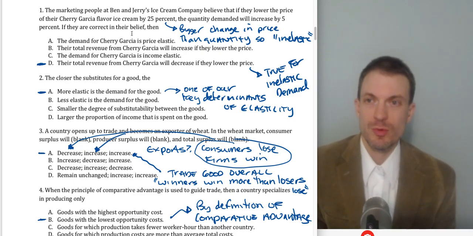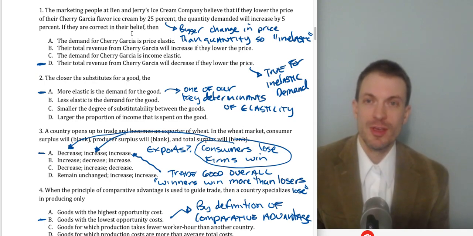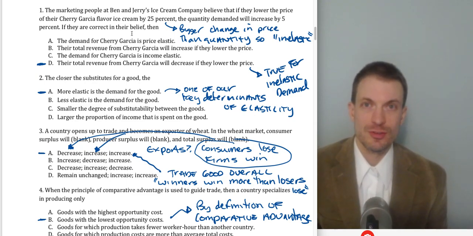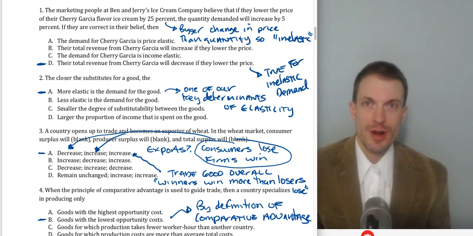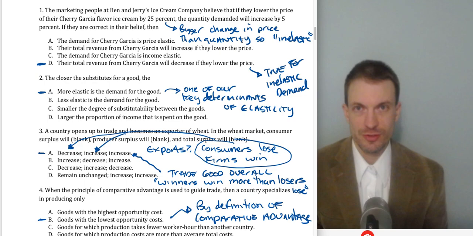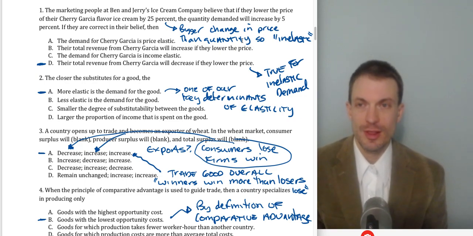Essentially, we want to recognize that we have a larger change in price than change in quantity. So the change in price being bigger than the change in quantity tells us the demand must be inelastic. If you were to actually calculate, applying the definition of price elasticity of demand, which is percentage change in quantity divided by percentage change in price, you'll get a number between 0 and 1 in absolute value. You'd get 5 over 25, so you get 0.2.